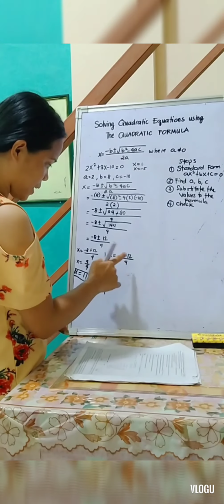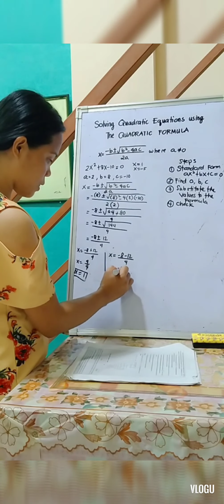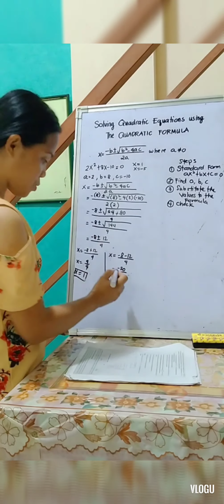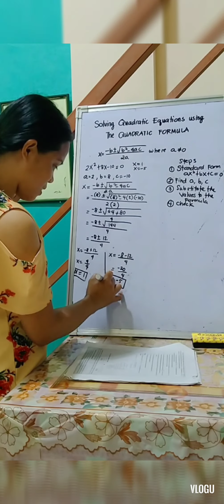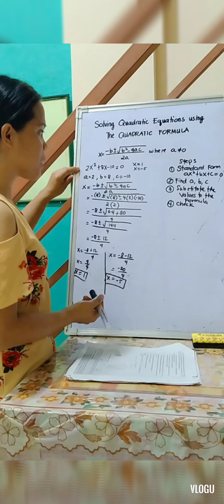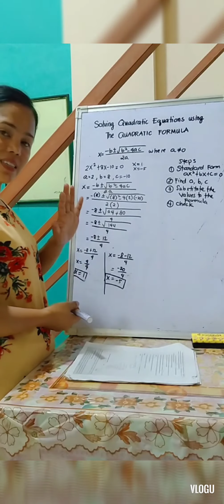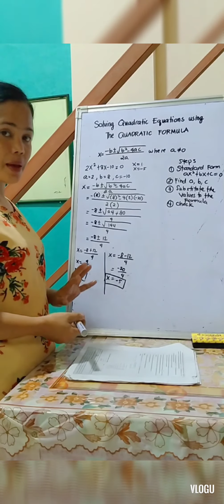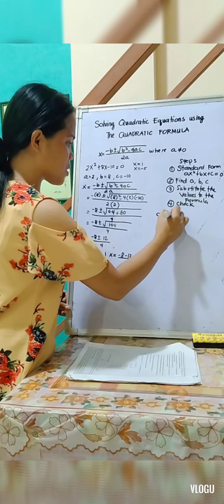The other one, negative 8 and negative 12, that is equal to negative 20 over 4, and negative 20 over 4 is equal to negative 5. See? So we solved this using completing the square, and we got the answers x equals 1 and x equals negative 5. This time we solved it using the quadratic formula, and still we got the same answer. Okay, so let's check still, even if we know that it's correct.